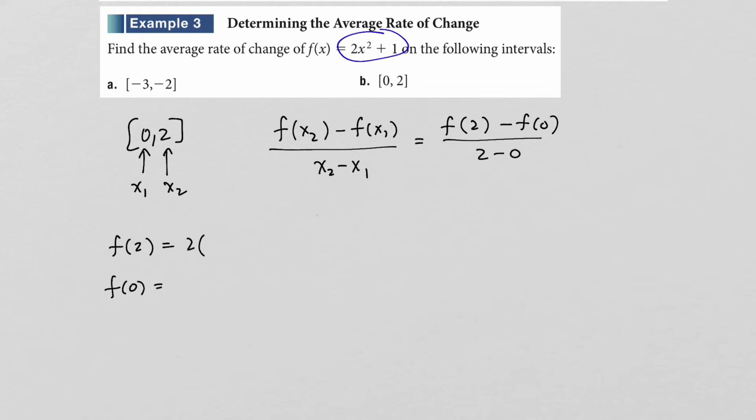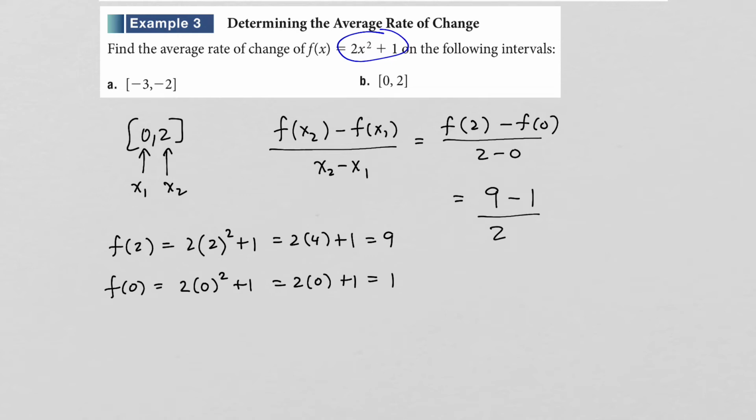And again, we use the function to do this. So f of 2 is 2 times 2 squared plus 1. This is 2 times 4 plus 1, which is 9. And f of 0 is 2 times 0 squared plus 1, which is 2 times 0 plus 1, which is 1. So f of 2 was 9, f of 0 was 1. And if we do the math on that, we get 8 divided by 2, which is 4. So the average rate of change on this particular interval is 4.